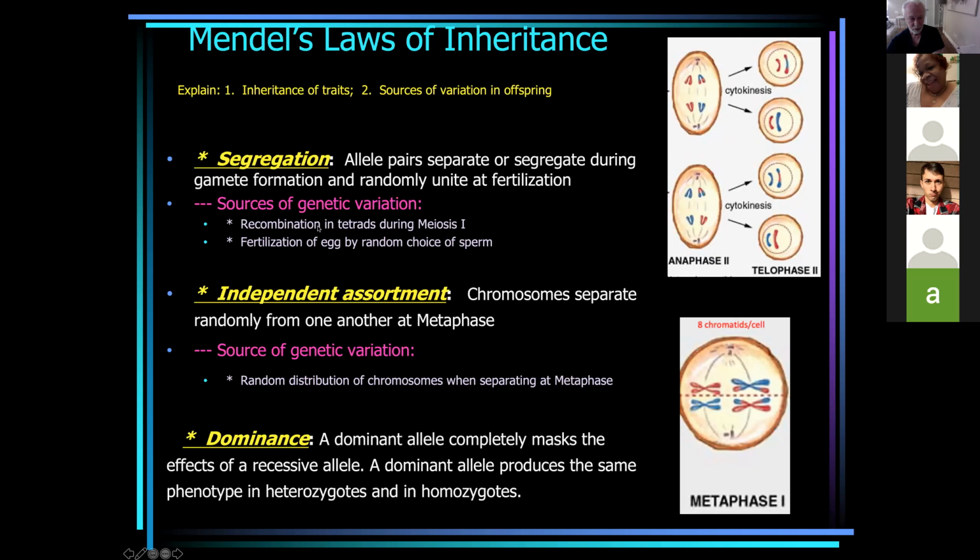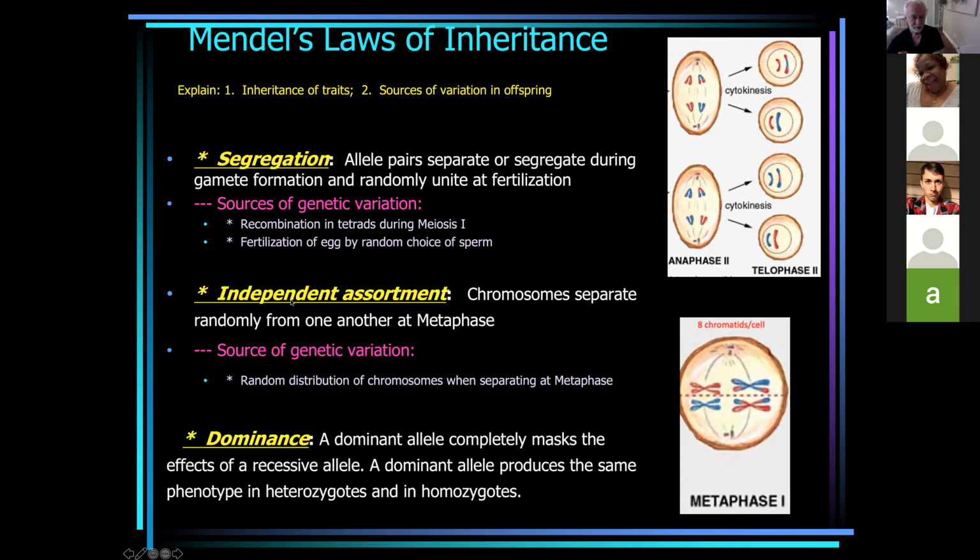And so these are two sources of genetic variation. One is recombination in tetrads during meiosis 1. And the second is fertilization, because any egg is fertilized by a random choice of sperm. I've taken pictures from the previous slide set to illustrate this. Between anaphase and telophase, chromosomes segregate. And after recombination, the segregation results in variation.